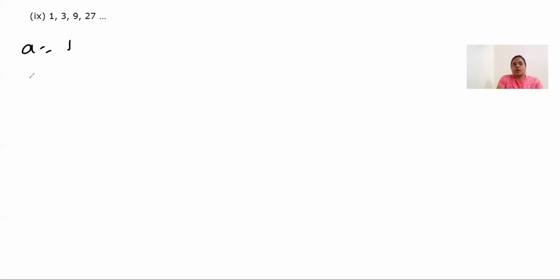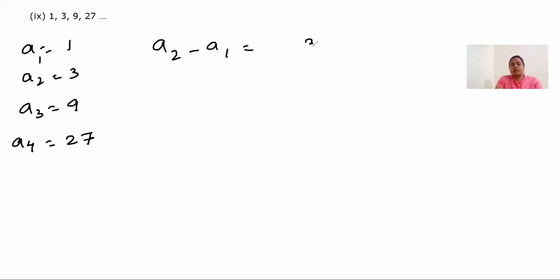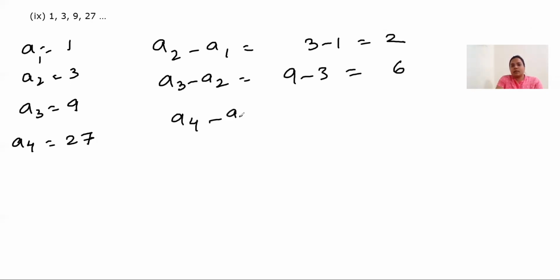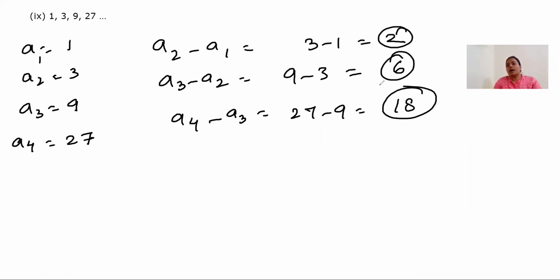Next, A1 is 1, A2 is 3, A3 is 9, and A4 is 27. A2 minus A1 will be 3 minus 1, that is 2. A3 minus A2 will be 9 minus 3, that is 6. A4 minus A3 will be 27 minus 9, that will be 18. So these three differences are not same. The difference is not equal. So it is not an AP.